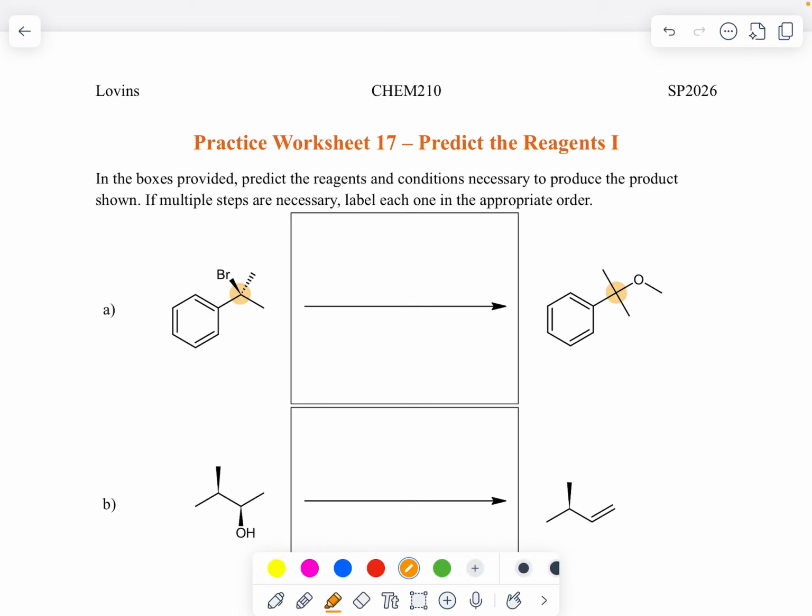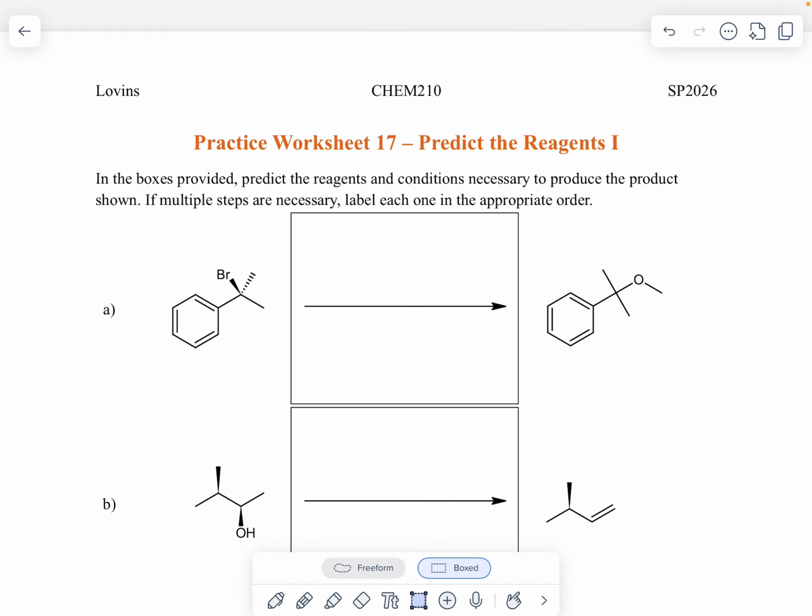Hello everyone. So we're going to go through practice worksheet 17, and throughout the entire process of this, I'm going to be explaining the thoughts and rationale behind each of these reactions. Bear in mind that some of these reactions will use non-specific reagents, while others you will have to use very specific reagents for these specific reactions.